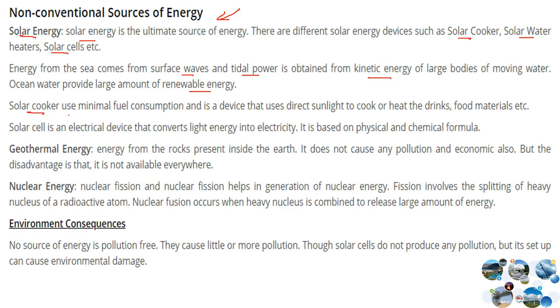Solar cooker, they use very minimal fuel consumption. It is a device that uses sunlight directly in order to cook or heat food material and drinks. Solar cell, on the other hand, is an electrical device that converts light energy into electrical energy. So it is based on physical and chemical principles there.